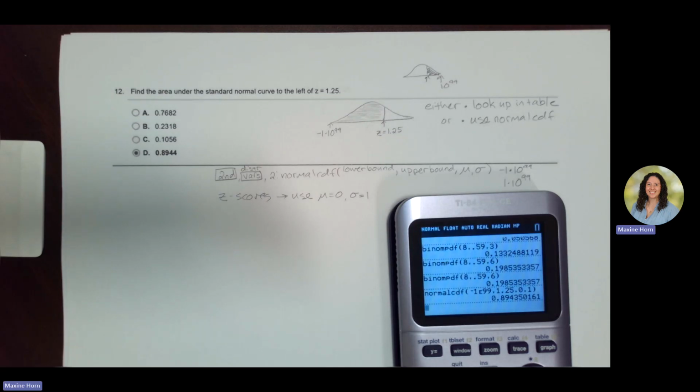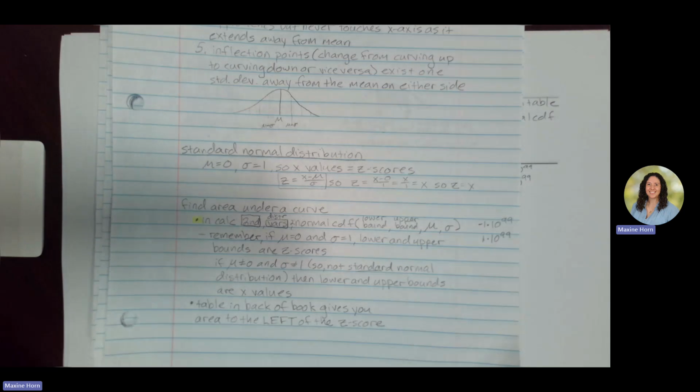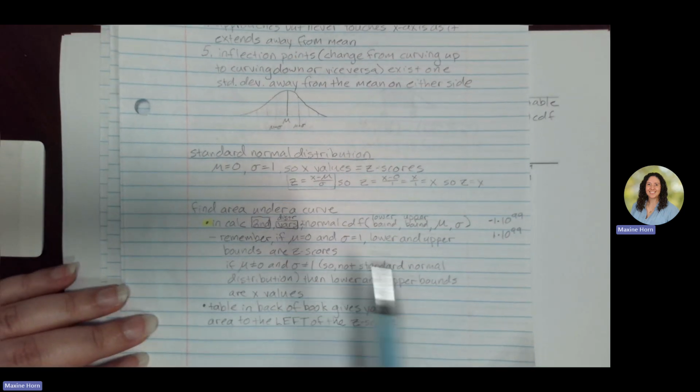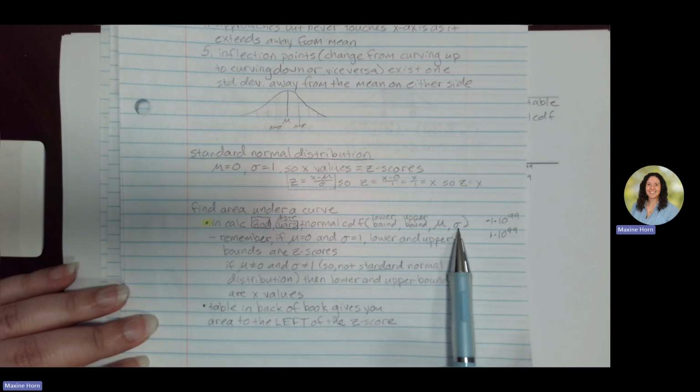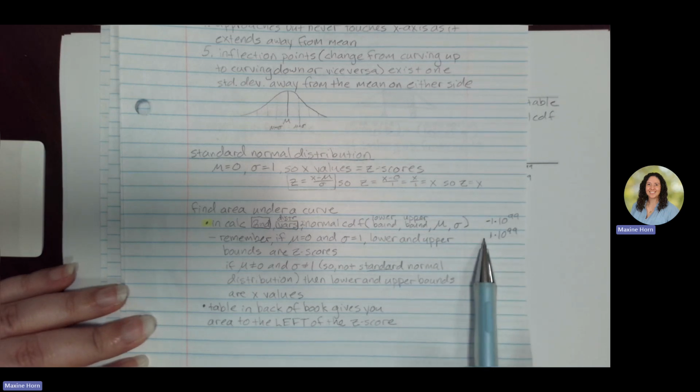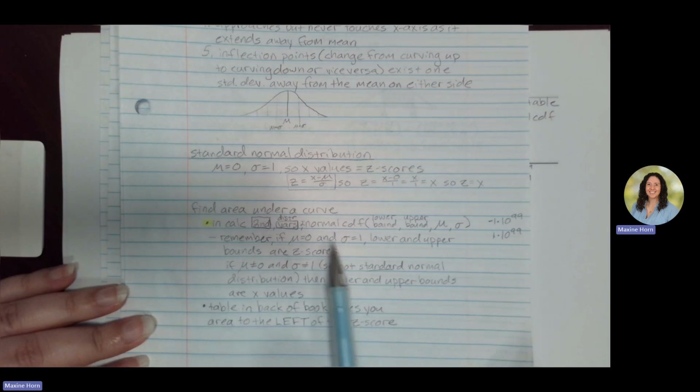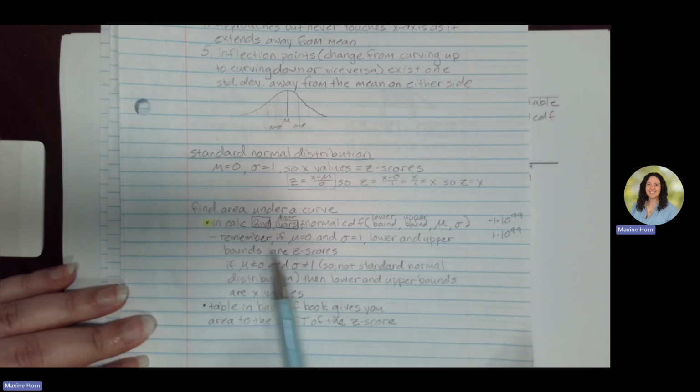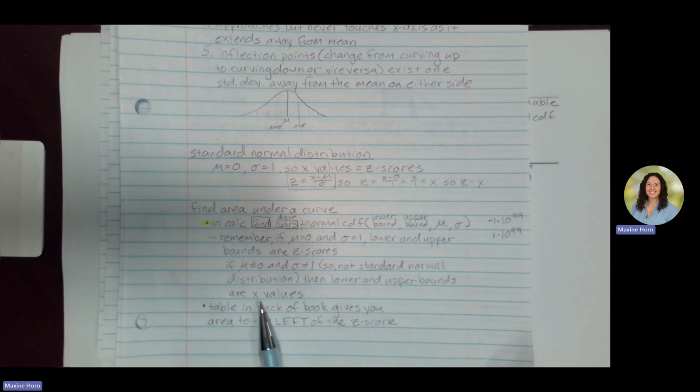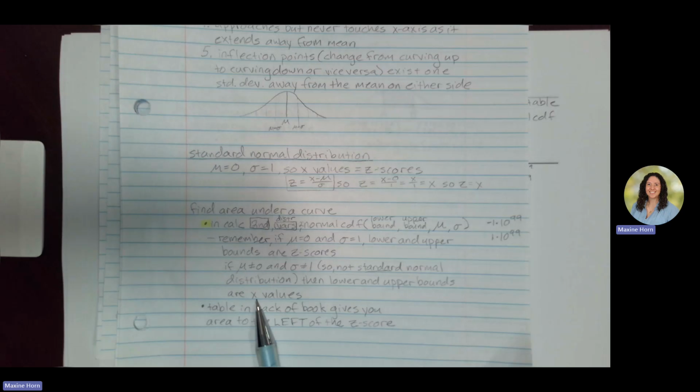Okay, and then I do have this here, how to do it in the calculator. So in the calculator, you do second vars. We're doing normalcdf, which is the area under the curve: lower bound, upper bound, mean, standard deviation. We either have -1 or +1 times 10 to the 99th. If you're using 0 and 1 as your mean and standard deviation, you're working with z-scores. But if you're not using those, you're going to be given x values, or you need to give it x values for the bounds, right? So your bounds are either z-scores or your bounds are x values.